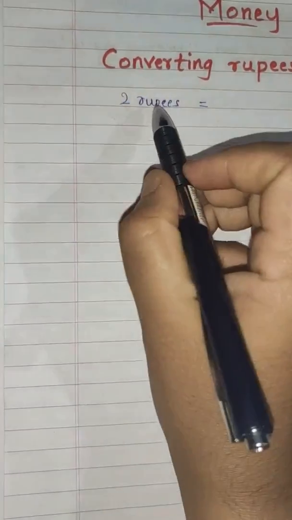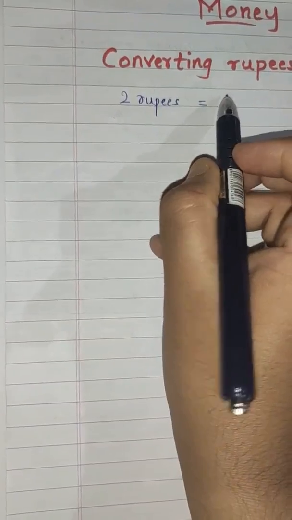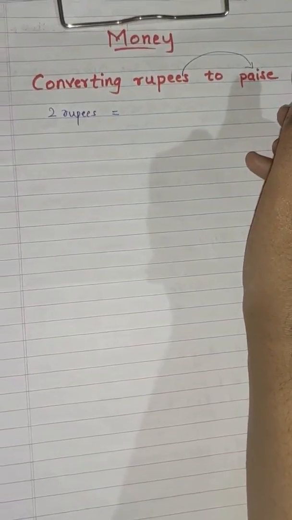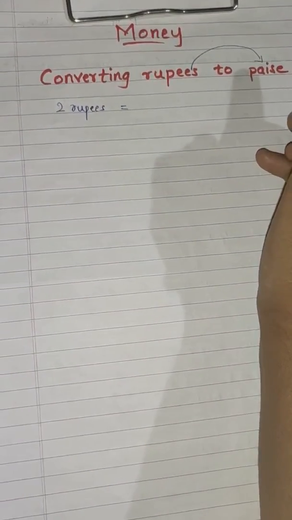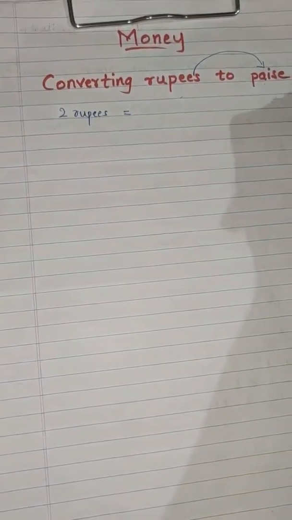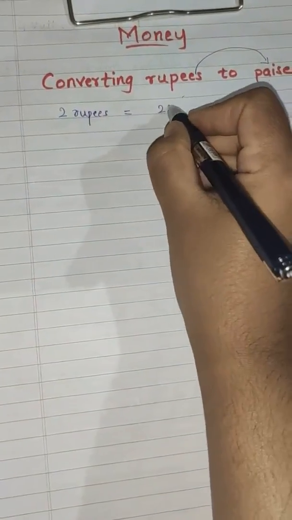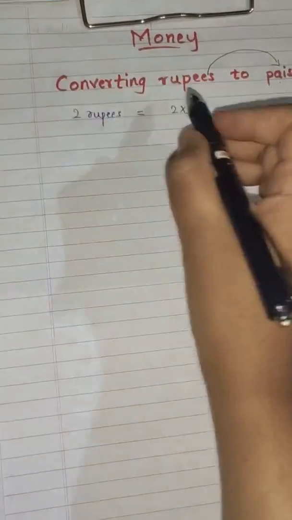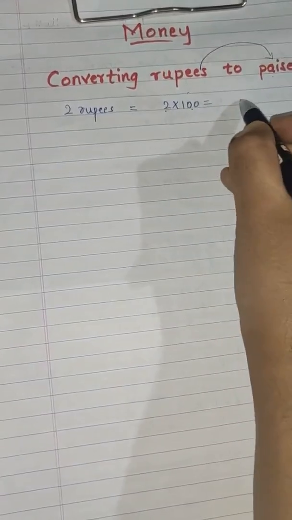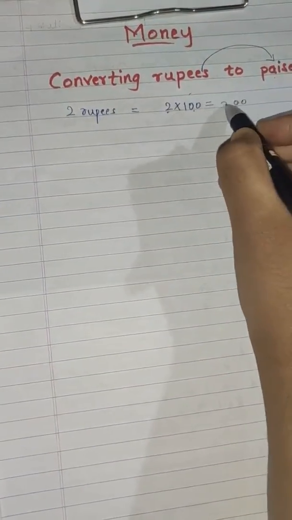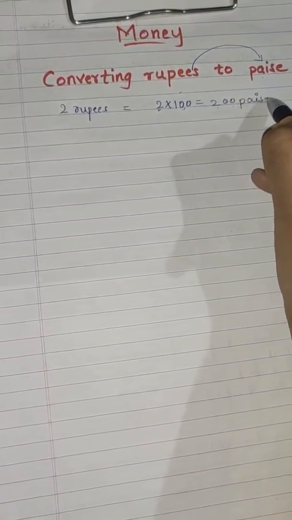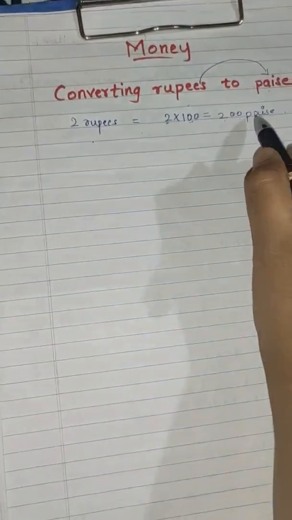When a rupee is to be converted to paise, multiply by 100. So 2 into 100. You have to multiply it. This is rupee and you have to multiply it by 100. So here 200, 2 ones are 2. So 2 into 100 is equal to 200. 200 paise. Okay, so 2 rupees is equal to 200 paise.